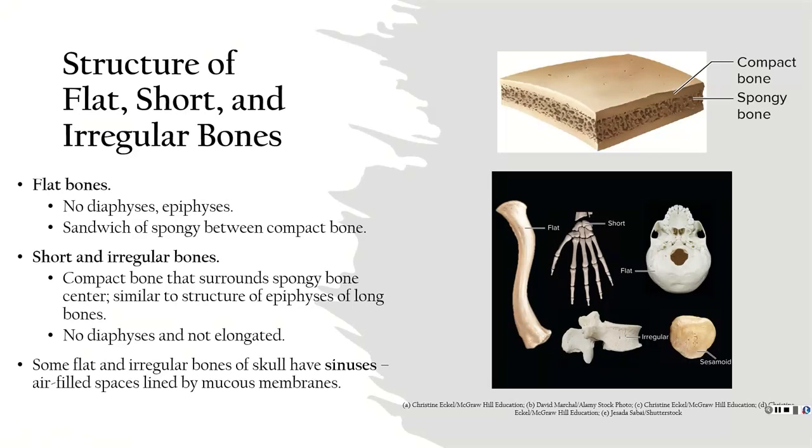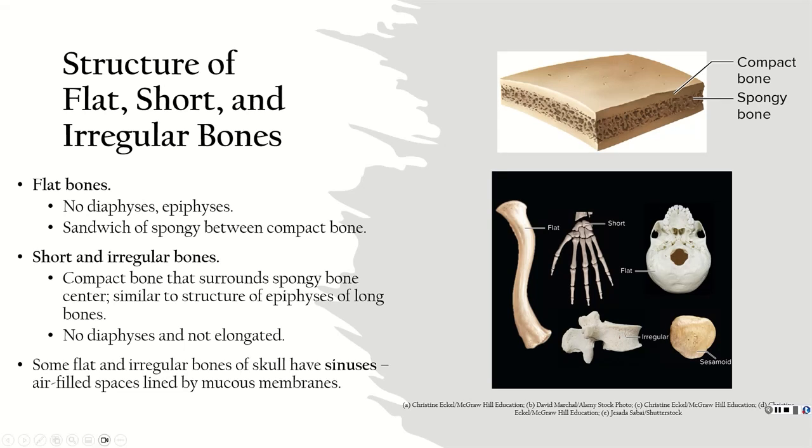When we're talking about the physiology, when we look at the differences between flat bones, short bones, and irregular bones, flat bones don't have any diaphyses or epiphyses. There's just spongy trabecular bone compacted between cortical bone. So no distinct regions there.